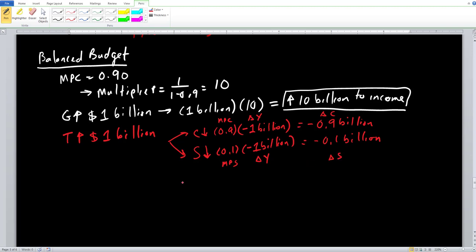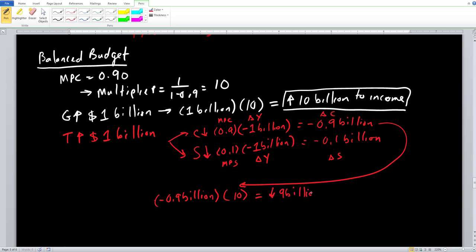But we aren't done just yet. Our final step is to figure out the spending multiplier. So which one of these variables is affected by the multiplier? Remember, consumption is, savings is not. So the next and final step is to look at how much our equilibrium income is going to change when consumption drops by 0.9 billion. So here, minus 0.9 billion. We multiply it by our spending multiplier, which is 10. When we multiply these two numbers together, our income is going to drop by $9 billion. So a $9 billion decrease to income.